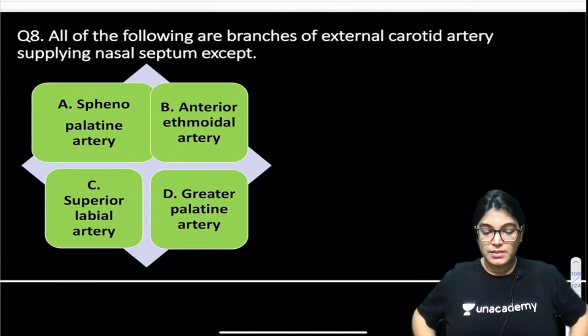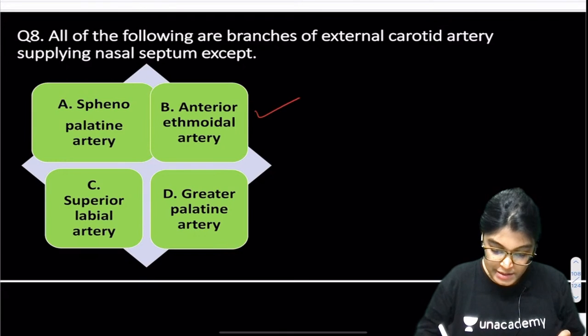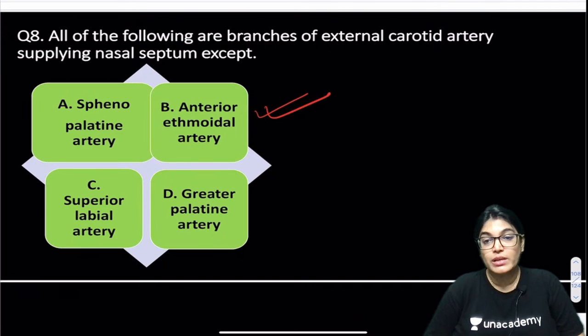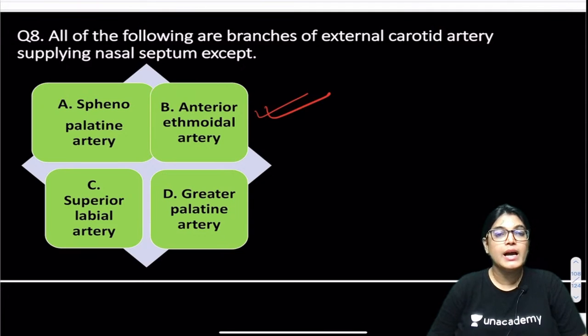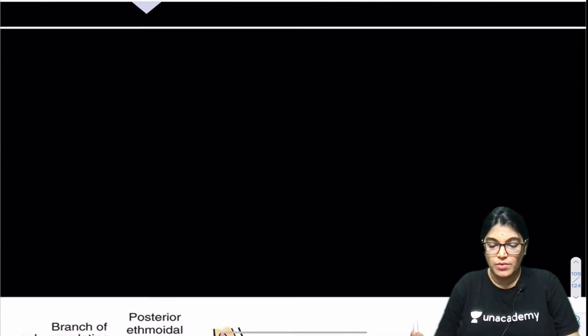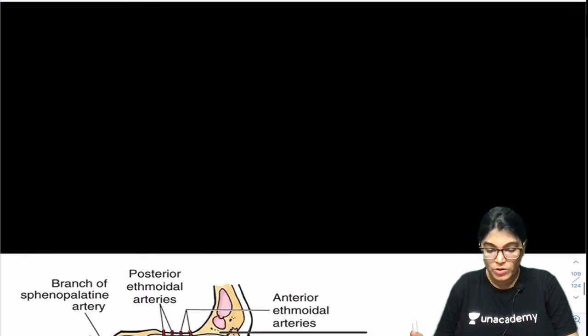Yeah, the correct answer is B, anterior ethmoidal artery. The anterior ethmoidal artery is not a branch of the external carotid artery, it's a branch of the internal carotid artery. It is a branch of the ophthalmic artery, and the ophthalmic artery is a branch of the internal carotid artery. The rest, sphenopalatine, superior labial and greater palatine arteries, are branches of the external carotid artery. So I would like to give you the list of the branches also, don't worry about it.